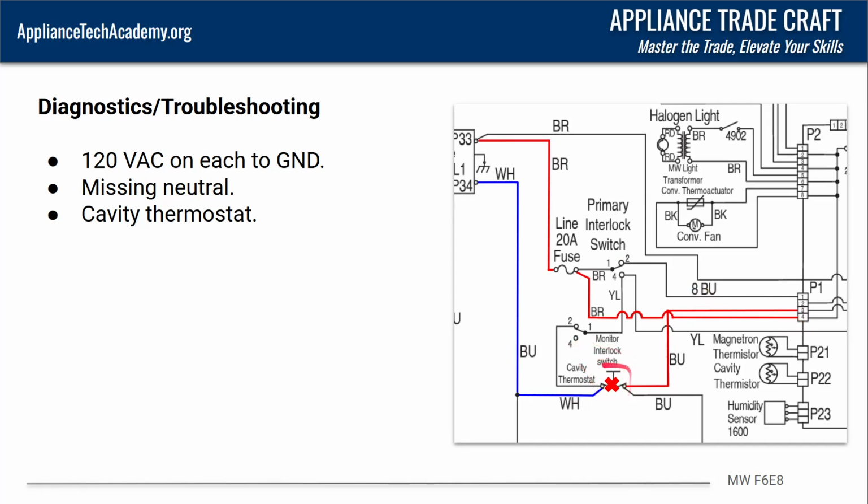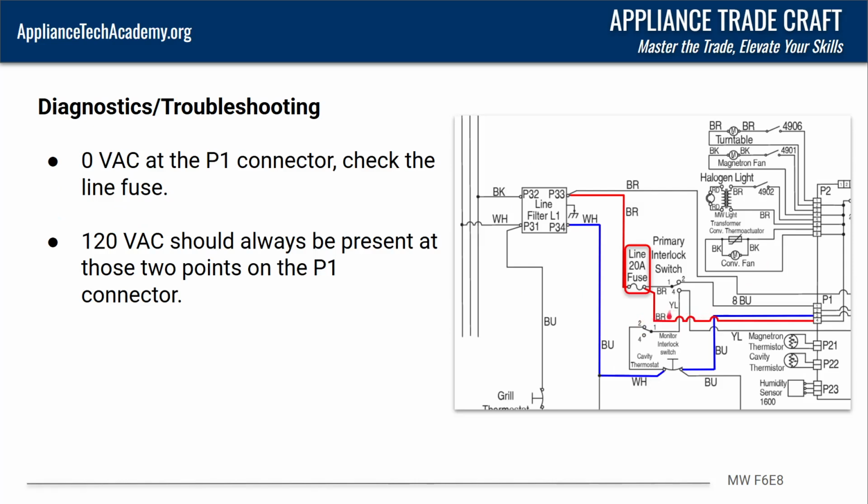Let's say we have a bad cavity thermostat. I've seen a couple of these be the case before. We checked across from there to there, we're getting 0 volts. But when we checked each of those lines to ground, any exposed metal surface, we get 120 volts. Now we know we want 120 volts on this brown wire coming in. We should have 120 volts there.